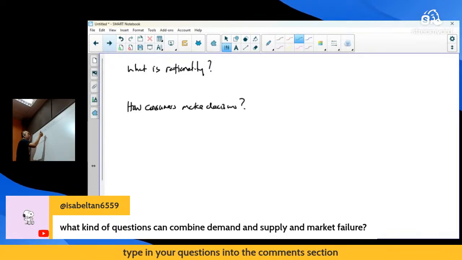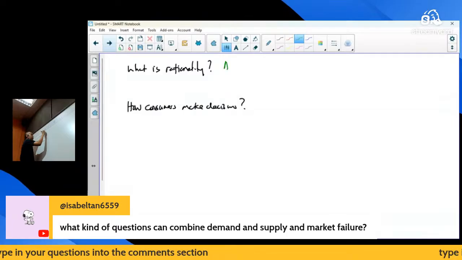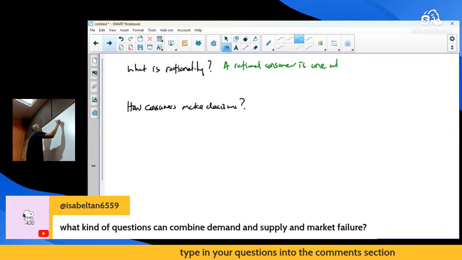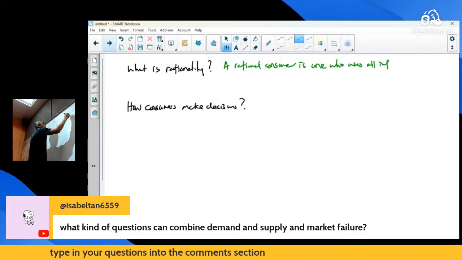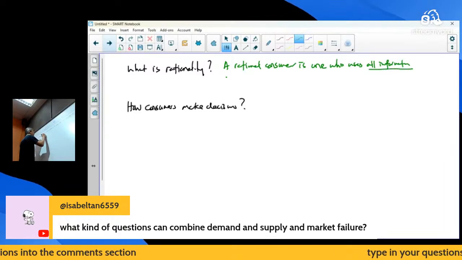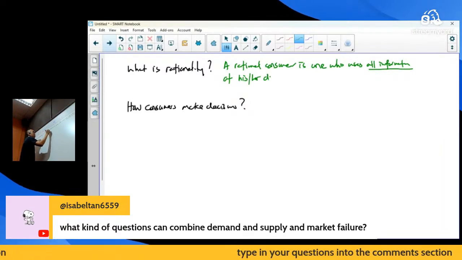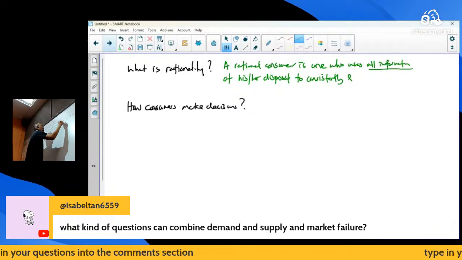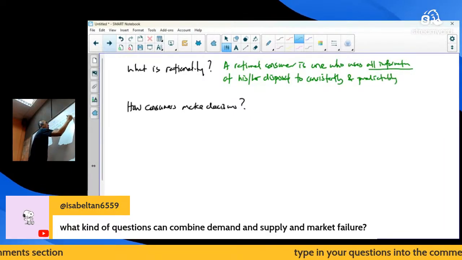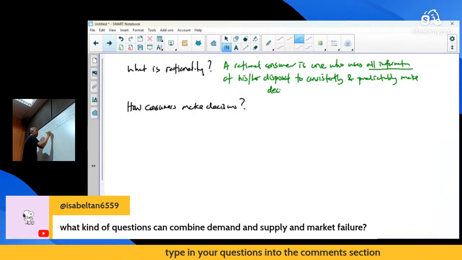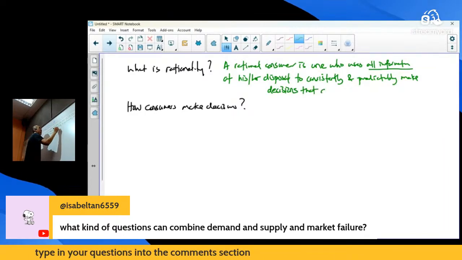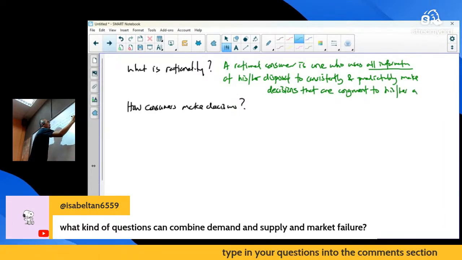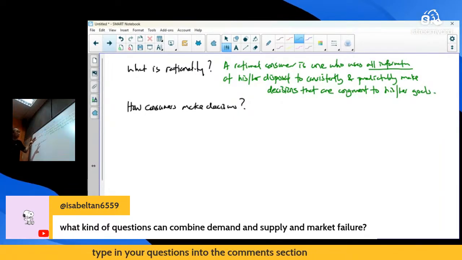So for instance, for rationality, you might present the idea that a rational consumer is one who uses all information at his or her disposal to consistently and predictably make decisions that are congruent to his or her goals. Right, so that's a statement of the concept of rationality.